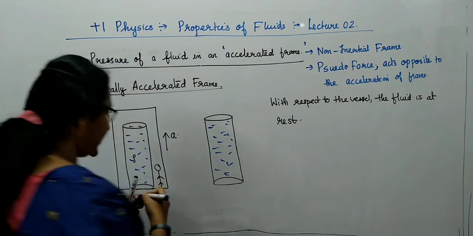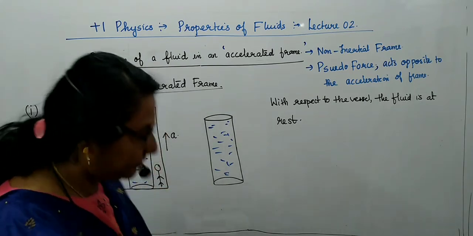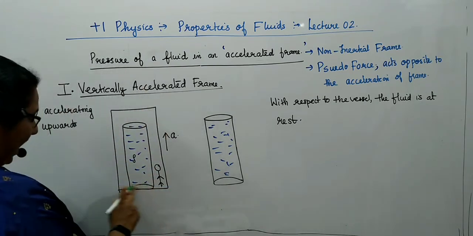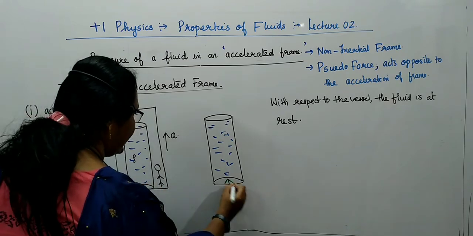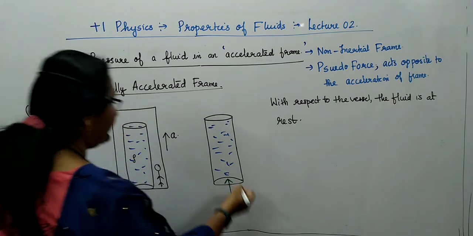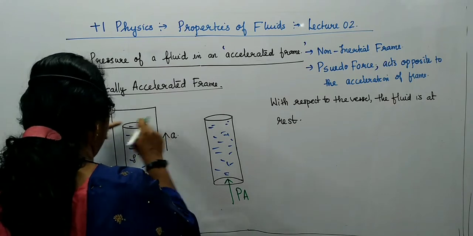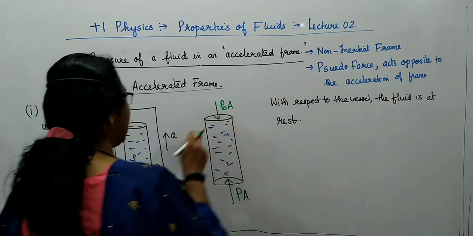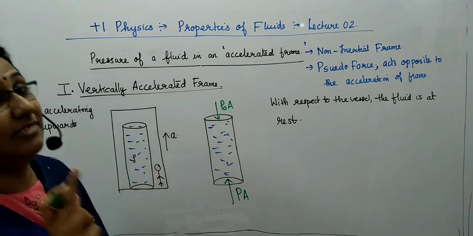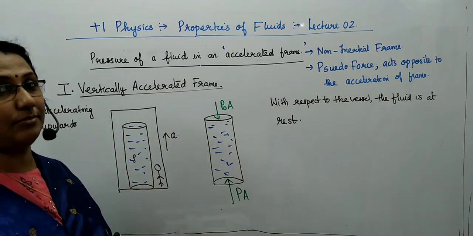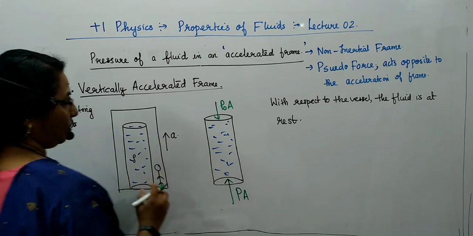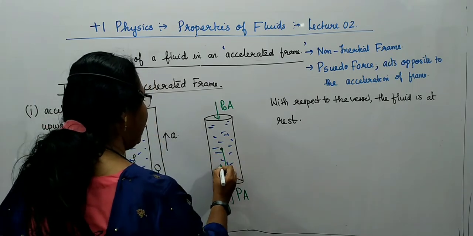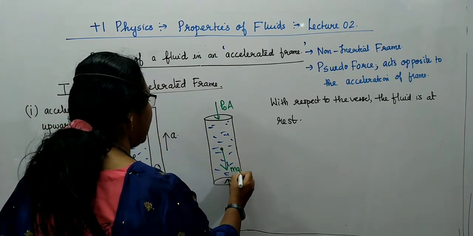In the last class itself, we have studied that the pressure at this point provides a force, PA, at the lower end. The pressure at the upper region gives P0A. Please take the first topic, then come to the second one. P0A. And what about the weight? Weight is also acting downward.